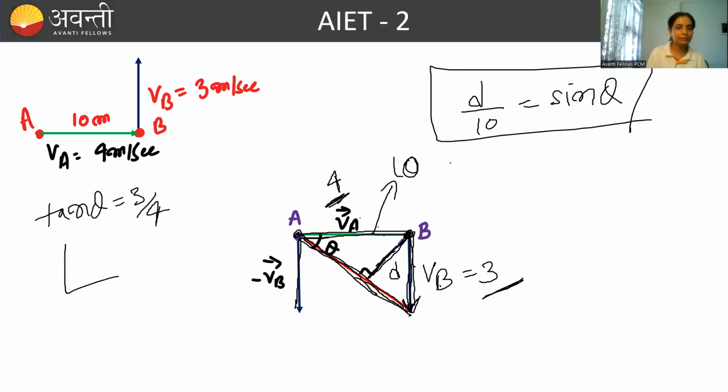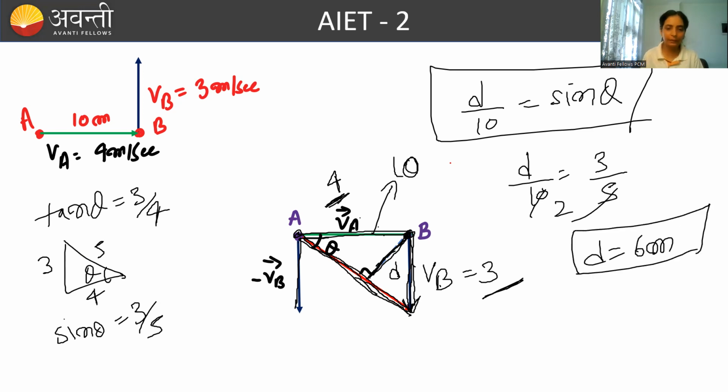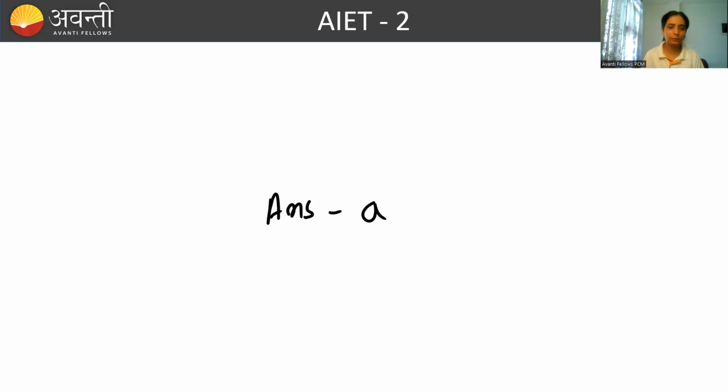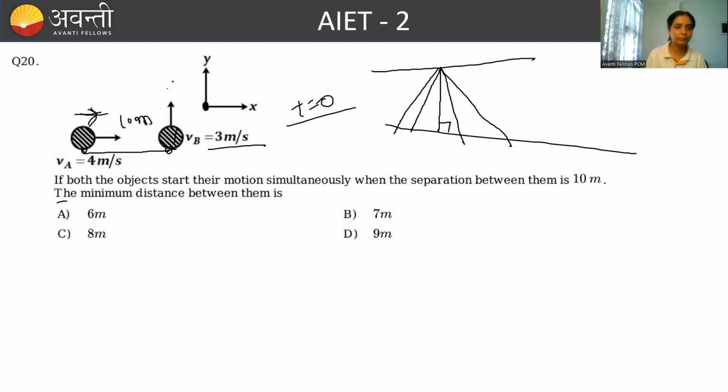3/4. चलो इसका सेपरेट ट्रायंगल बना लेते हैं. This is 3, this is 4, this is theta. So tan theta is 3/4. This will become 5. Sin theta is how much? 3/5. तो आप यहाँ पे वैल्यू पुट कर दो. This is 3/5. This will become how much? D will become 6 meter. I know in your answer it is given as 8 meter, but the correct answer will be 6 meter. ओके, करेक्ट आंसर क्या होने वाला है? इट विल बी दिस. ठीक है, चलो.